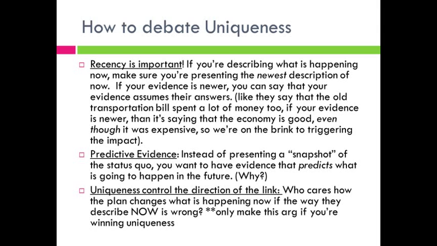Okay, this is a more advanced concept, so if you don't entirely understand uniqueness controlling the direction of the link, you should definitely talk to your coaches about it, or send me an email, or ask about it in the comment section, and I'll try to include more information in the future. The two biggest things that you as novices should understand are recency and predictive evidence.